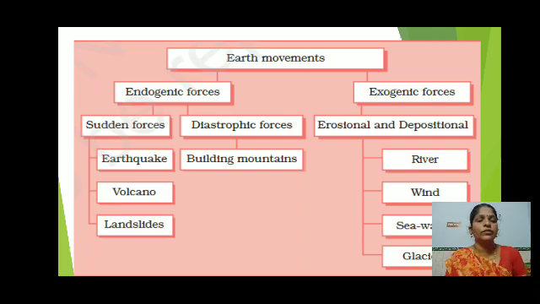Because of endogenic forces, what all happens on the surface of the earth? Sudden forces, diastrophic forces, earthquakes, volcanoes, landslides and new mountain building. Then exogenic forces: erosional and depositional, by rivers, wind, sea waves and glaciers.